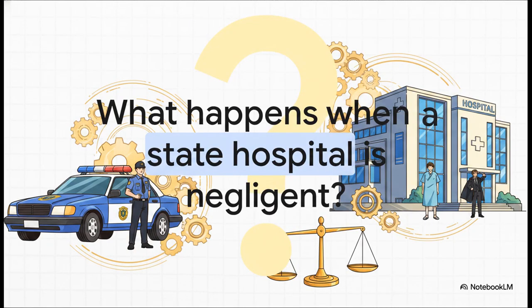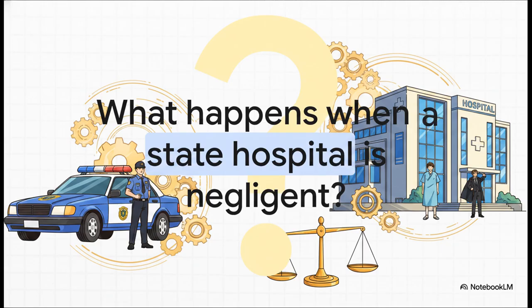But let's fast forward to today. What actually happens in a modern democracy when, say, a government driver totals your car? Or a state-run hospital acts completely negligently? You can't just look a citizen in the eye, shrug, and say, well, the state can do no wrong, and just walk away. So let's dive into this explainer.